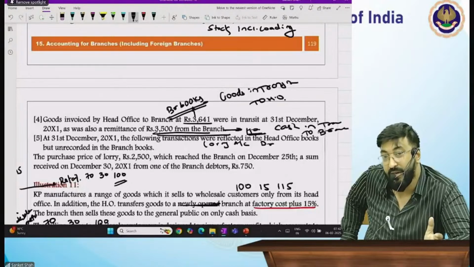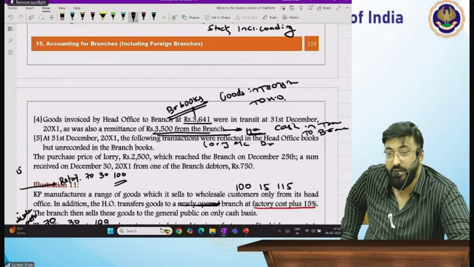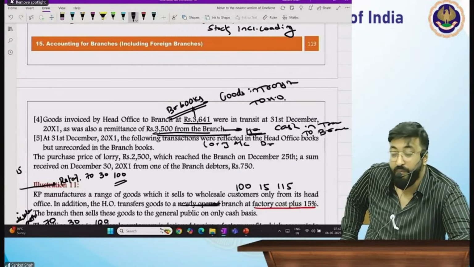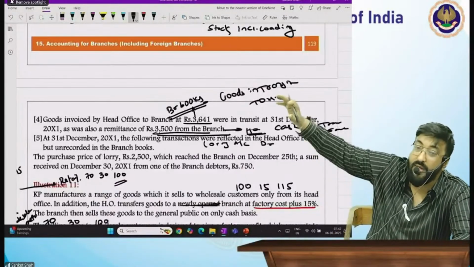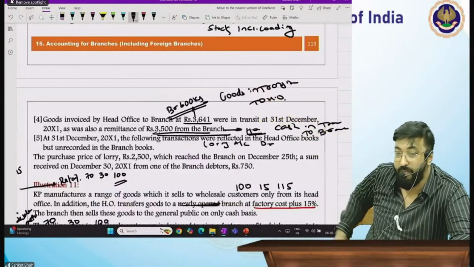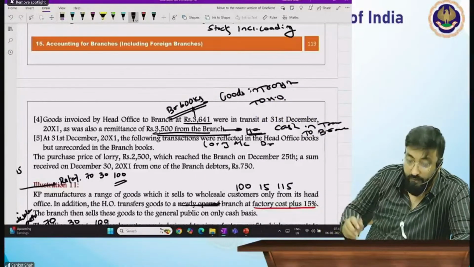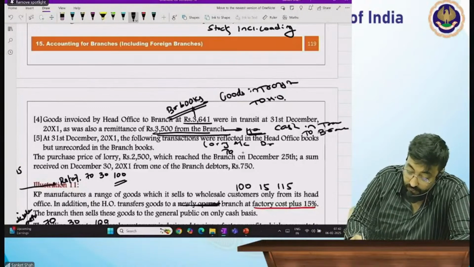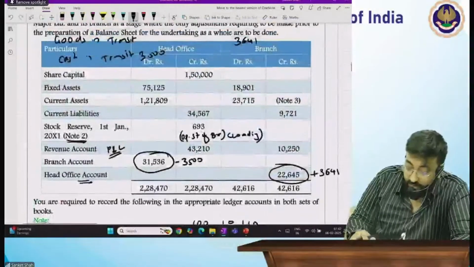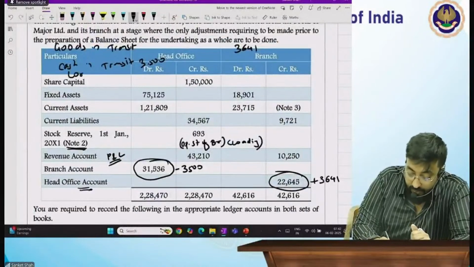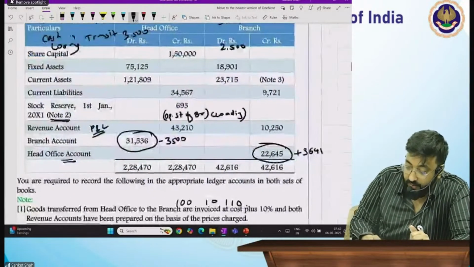Above entries are reflected in head office but unrecorded in the branch books. So this asset, who will do the payment? Head office will do the payment, but who will record that asset? Branch will record it. Asset will be recorded by branch. Got the concept? Yes, sir. So lorry account debit to head office. How much? 2500. So update lorry in the branch books, 2500.